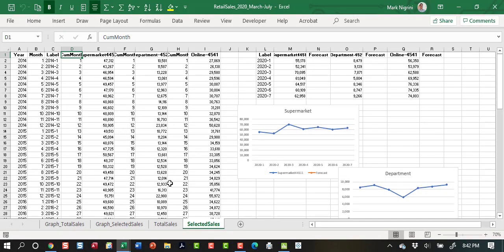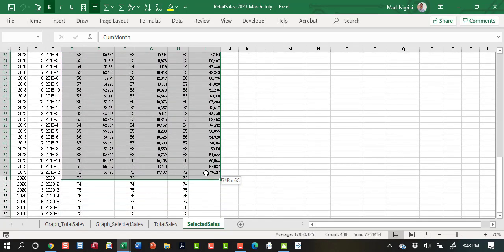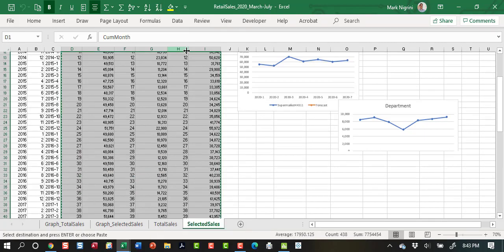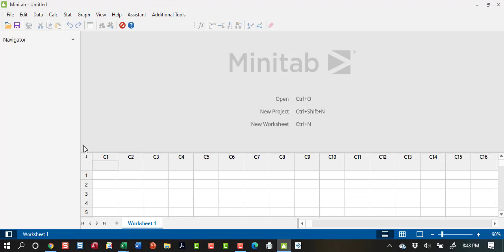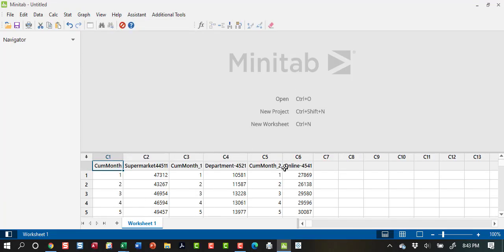This is my data for the selected categories: supermarket, department store sales, and online sales. I can take this as is, 6 years' worth of data, all the way up to 2019. I'm going to do a copy. Get into Minitab here, right-click, paste, and there it is. My supermarket sales for 6 years, department store totals for 6 years, online totals for 6 years.